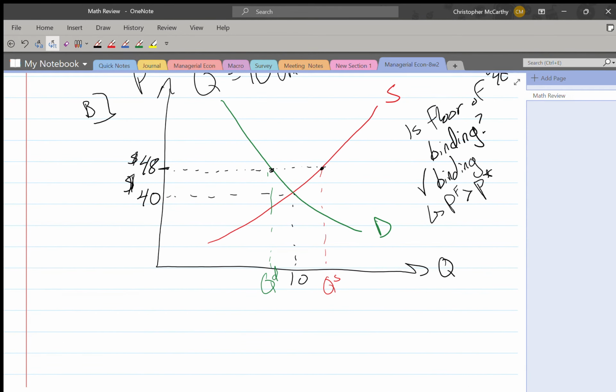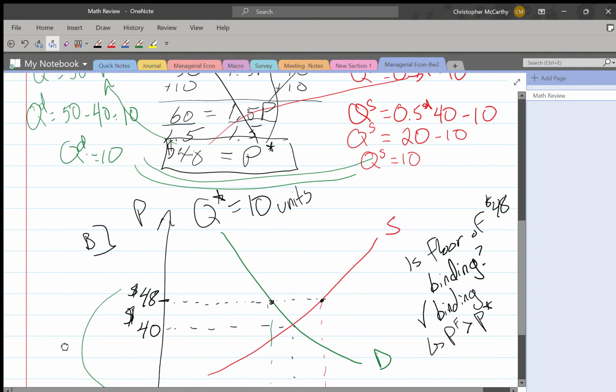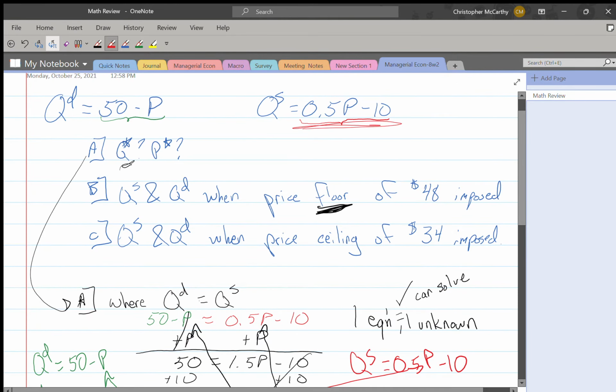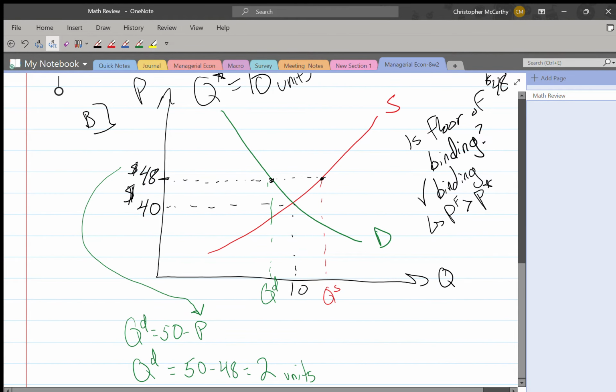So quantity demanded is equal to 50 minus P, and if we're told that the price is $48, then the quantity demanded here is going to be what? Only 2 units. Now let's figure out what the quantity supplied is. At that price of $48, the quantity supplied is given to us by this equation, 0.5P minus 10. We're just going to reproduce that, then put this 48 into the P.